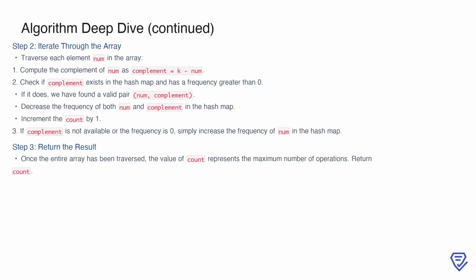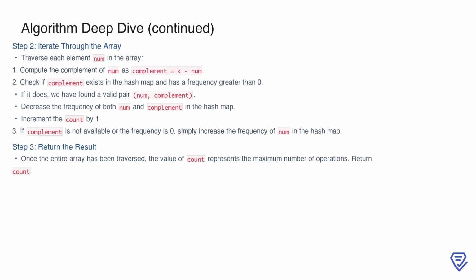For each number, we calculate its complement by subtracting the number from k. Using the hash map, we check if this complement exists and if its frequency is greater than 0. If so, we have identified a valid pair. We then decrement the frequencies of both the current number and its complement in the hash map to ensure they are not reused. At the same time, we increment our operation counter by 1.